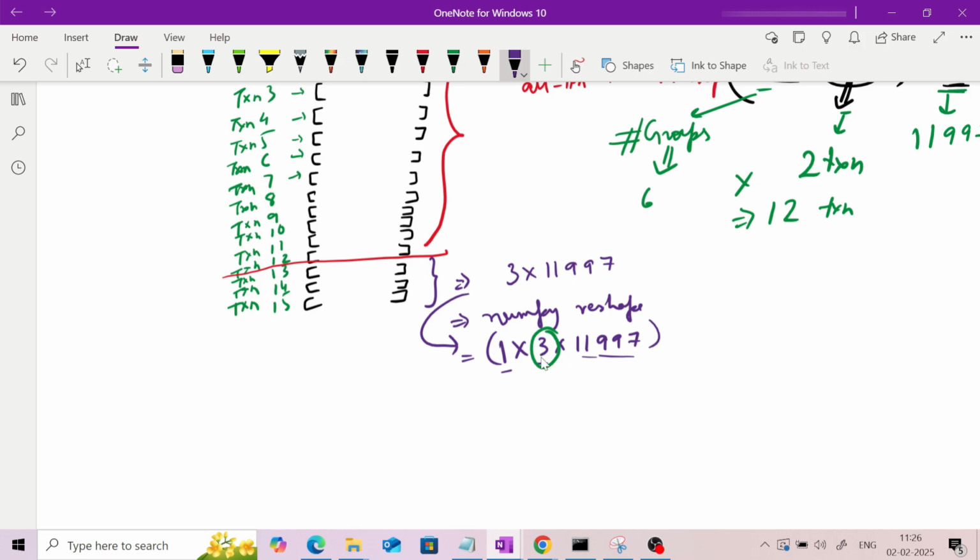We are summing it along this axis. So all these 3 transactions are being converted into one transaction, because there is element-wise summation of all these 3 transactions, and that will give us one resultant group. The final group will be of length 1 cross 11997. So the 3 transactions have been converted into one single vector. That is our 7th group.